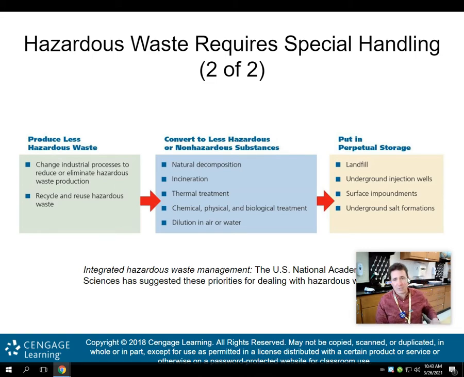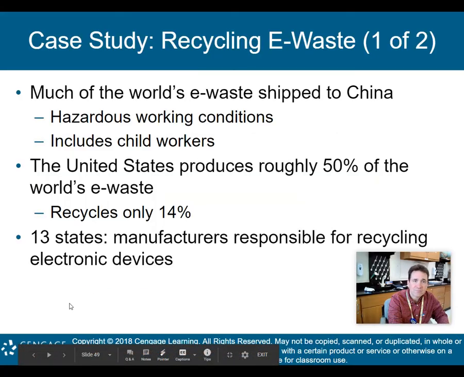And then the final thing is put it in some kind of perpetual storage where it will stay forever, either in a landfill or in underground injection wells, maybe in surface impoundments or in underground salt formations, which can also help store that hazardous waste. So in integrated hazardous waste management, definitely understand the three here: produce less, convert to non-hazardous, and then put in some kind of storage where that hazardous waste can stay for the long term.